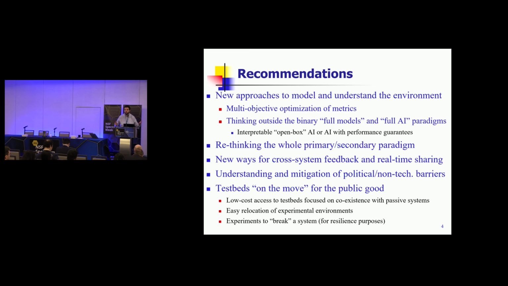So with these open issues, we had one final slide on recommendations. So what should we do in this particular community? So we need new approaches to understand and model the environment and these interactions across the systems. So one way is multi-objective, right? We cannot create perhaps one metric that works on everything, but we need to be able to accommodate those different metrics when we are designing spectrum sharing systems.